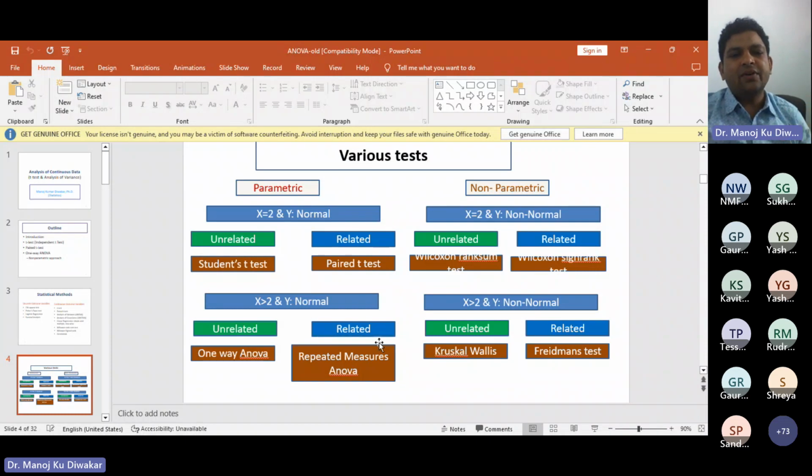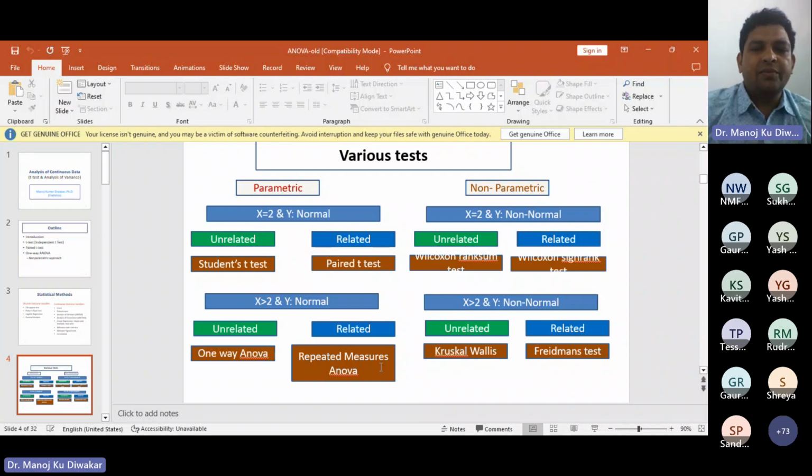Okay, the second one is the related. Related means, again, we will take the example of all of you participants. What is your prior knowledge of this workshop about statistics or research methodology? We will assess this, and after the completion of this training I will assess again, and after one week we will assess your knowledge again about this research methodology workshop and the statistical methods.